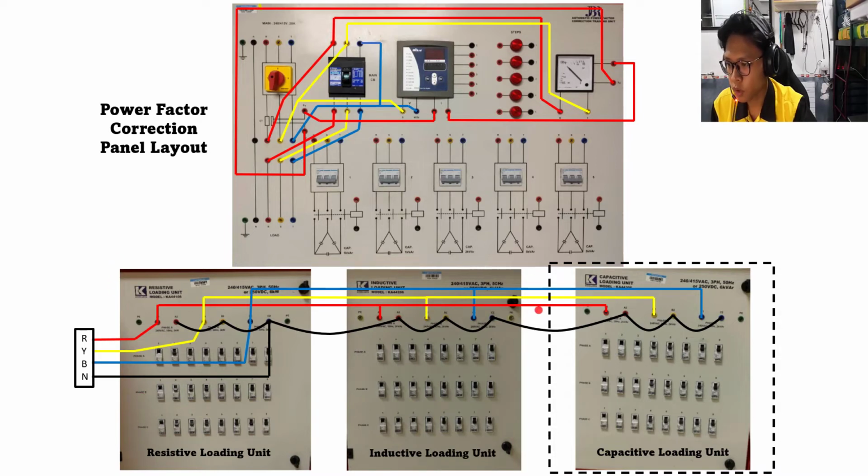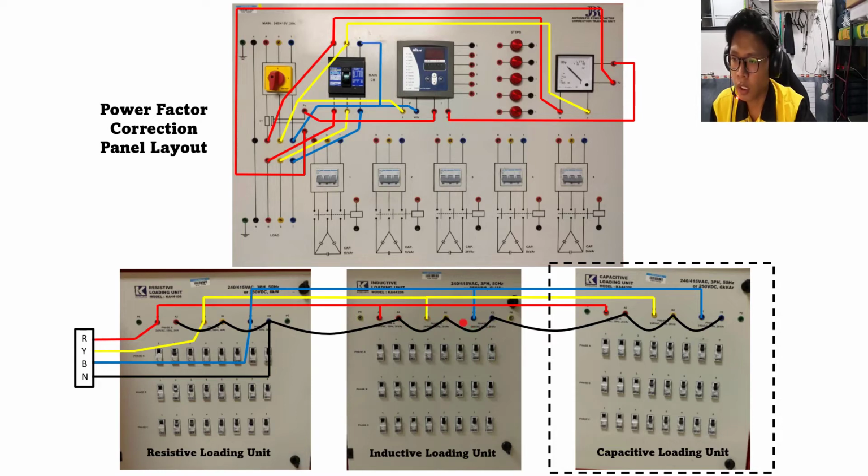Between these two we have to connect in star connection. As we can see here, this red is connected in parallel between these two loading units, and the same goes for the yellow and blue. For the neutral, there will be a looping from phase to phase.